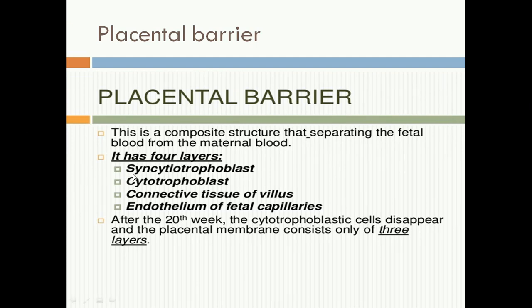The first layer is called the syncytiotrophoblast. The second layer is the cytotrophoblast. The third layer is the connective tissue of the villus, and the fourth is the endothelium of the fetal capillaries. These are the 4 layers present on the fetal side. From the fetal side to the maternal side, there are a number of layers of cells that allow only ionic exchange to happen. Other than that, there is no passage for pathogenic structures. For example, a foreign particle or pathogenic bacteria may not be able to enter the placenta easily because of this barrier.